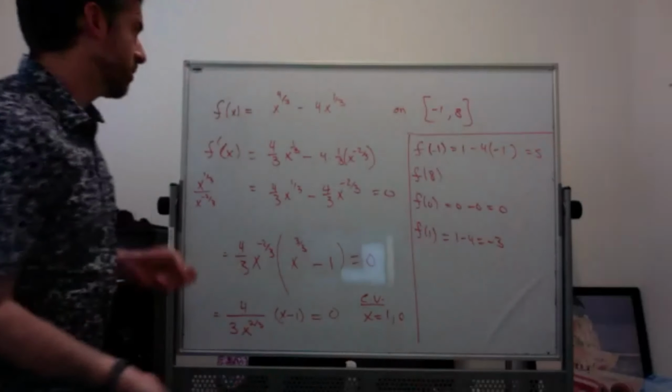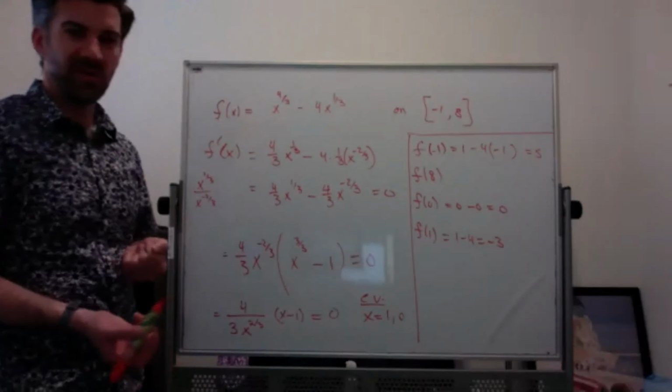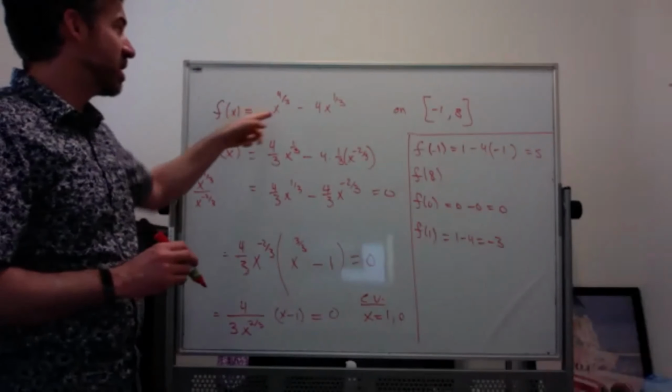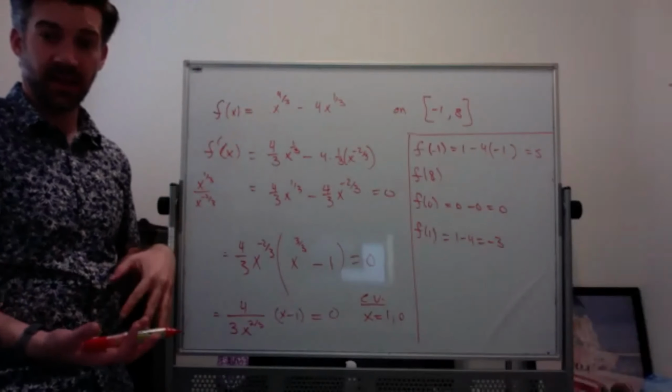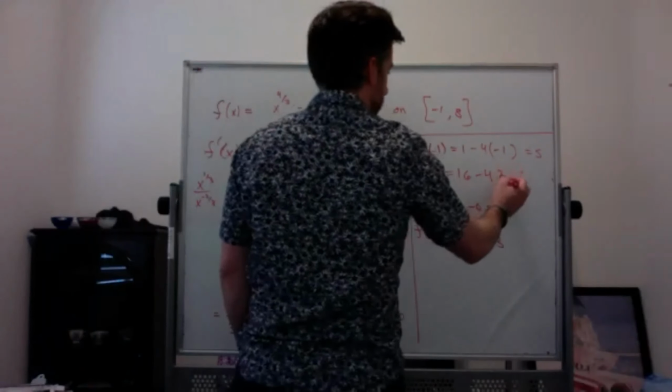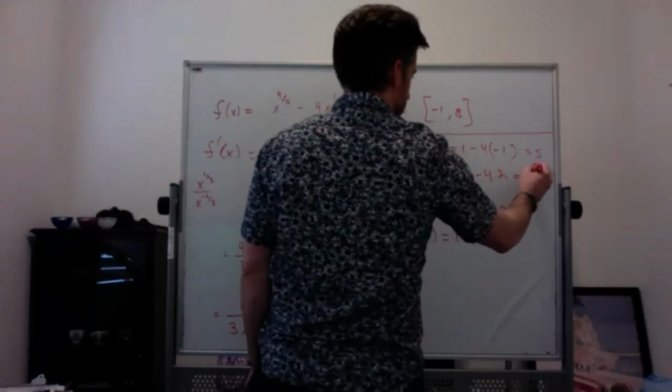And then 8's going to be the tricky one. 8 to the 4/3 is 16, because it's the cube root of 8, which is 2, and then that number to the 4th, which is 16. Minus 4 times the cube root of 8, which is 2. 16 minus 8 is 8.